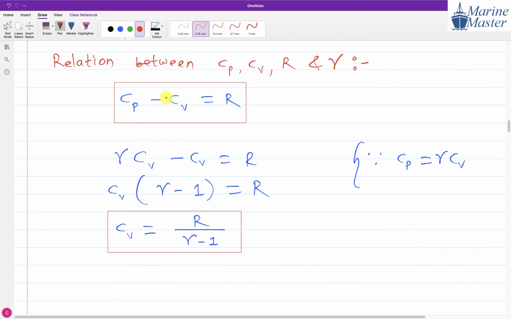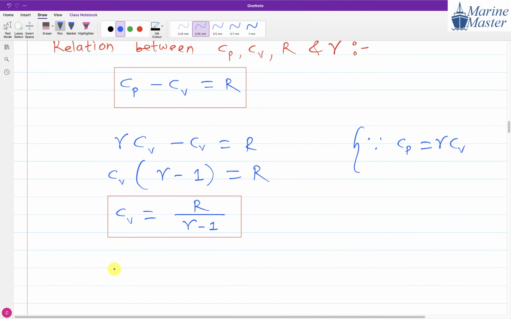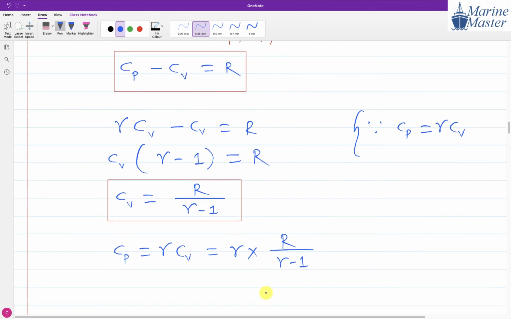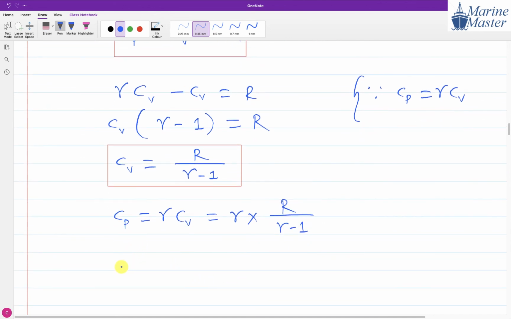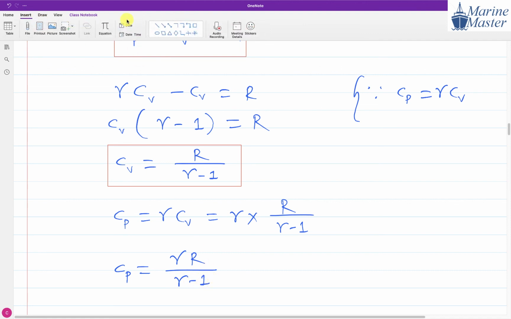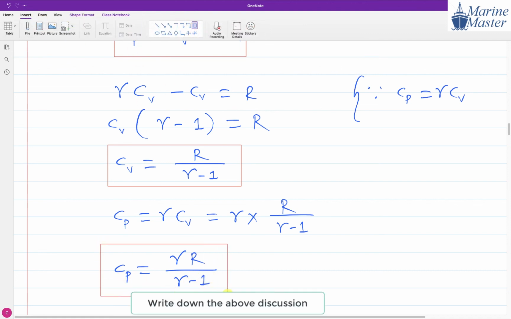Now try to see the scenario further here. We have seen Cp is equal to gamma Cv. So can we replace Cv by R by gamma minus 1? Then Cp will become gamma into R by gamma minus 1. Please write down this relation.